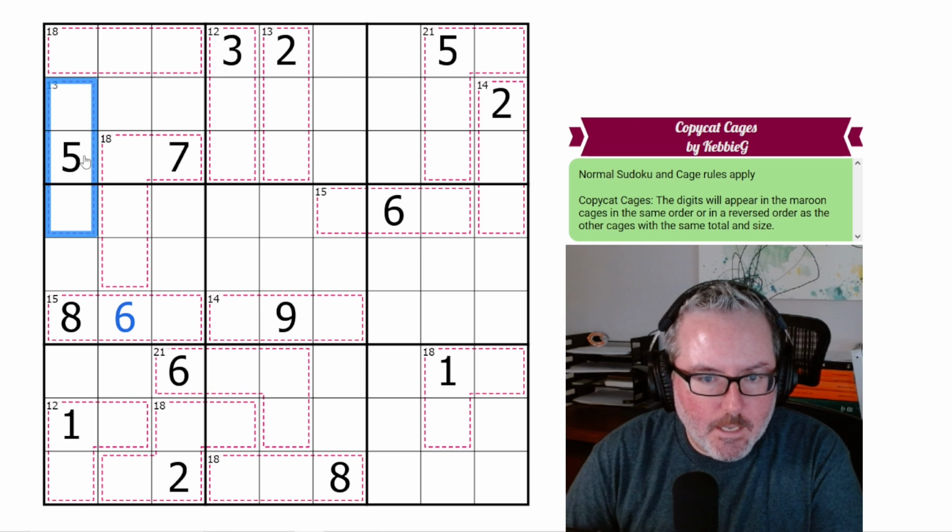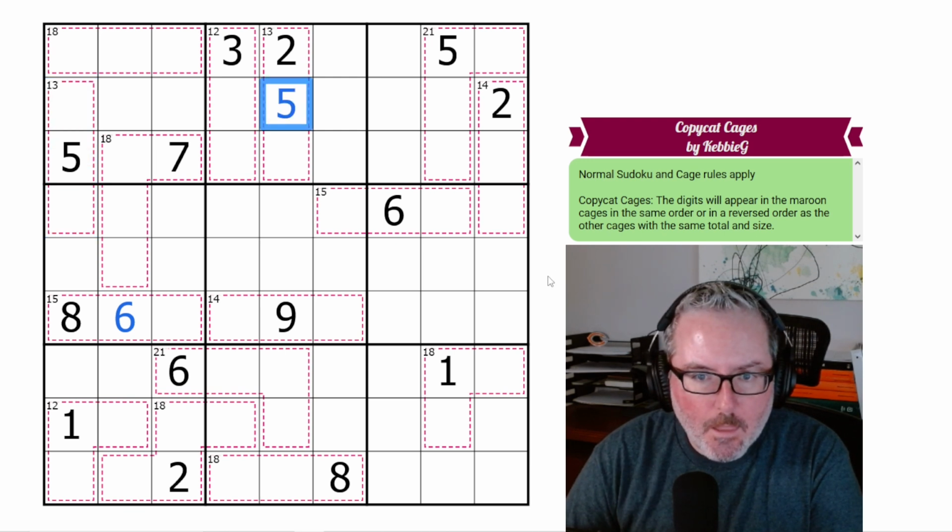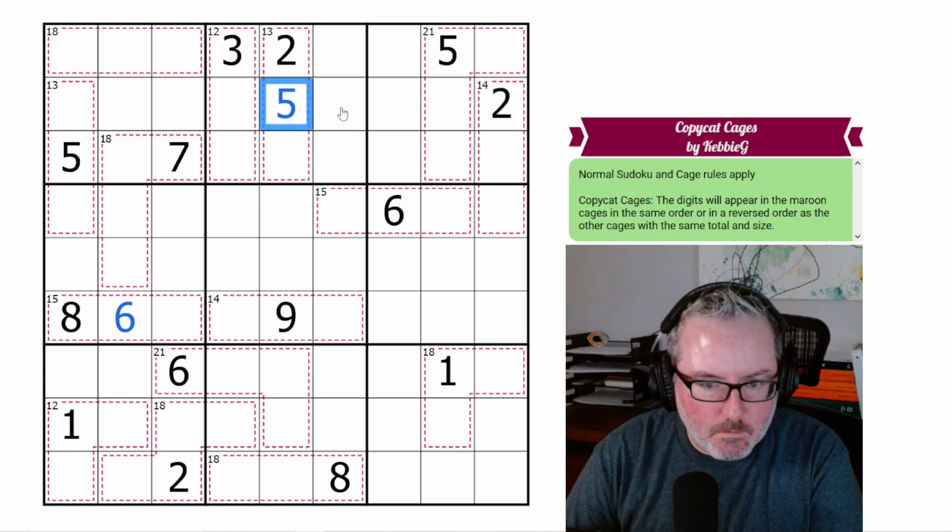We've got this 13 cage, same situation. We could put a 5 in here. What else do we have? What are the copycats?